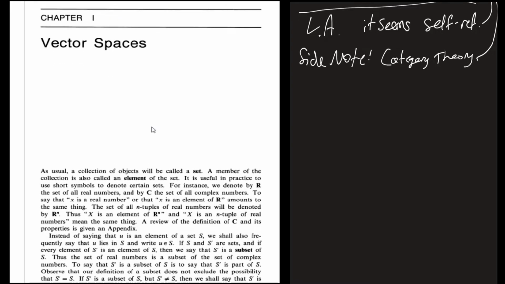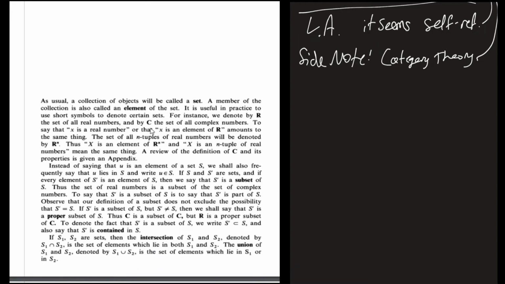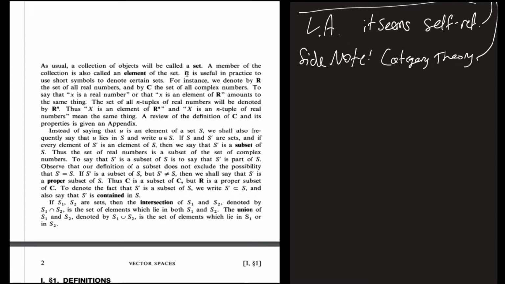I think for this first video, I'll just read this first chapter introduction, chapter 1, vector spaces. All right. So as usual, a collection of objects will be called a set. Okay, so of course, I'm sure objects can have different meanings in linear algebra, but let's see. A member of the collection is also called an element of the set.